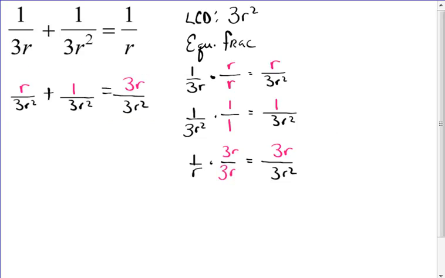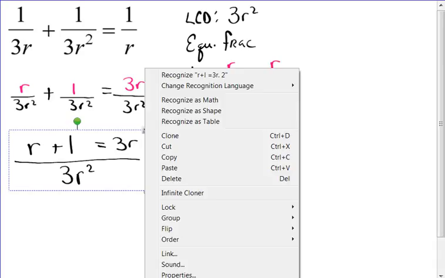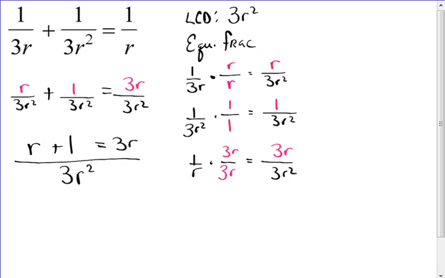Now, they are all over the same denominator, which means I can use the same thing that I did in rational expressions and write everything over a common denominator. So I get r plus 1 equals 3r. The best part of this, guys, is that now I have an equation that I already know how to solve. All I have to do is deal with what's going on top of the equation.